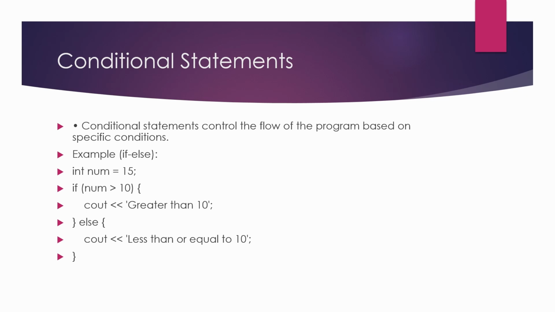Conditional statements are essential in controlling the flow of the program. These statements help us choose between different actions based on conditions. For example, the if-else structure allows us to check a condition and based on whether it's true or false, execute one of two possible code blocks. In this example, we are checking if a number is greater than 10. If true, we print greater than 10. Otherwise, we print less than or equal to 10.